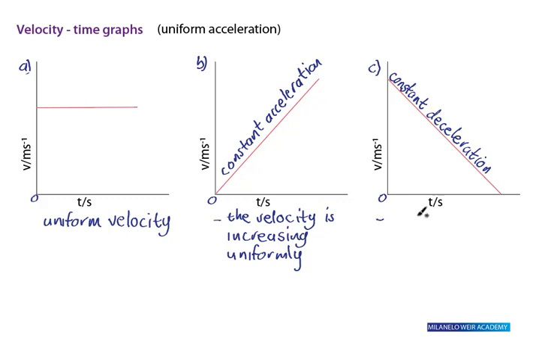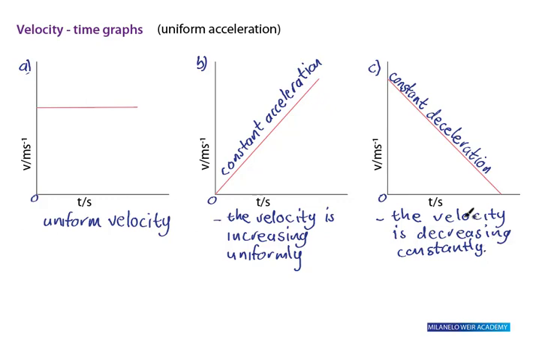You can also say the velocity is decreasing uniformly. The velocity is decreasing constantly or uniformly. Constantly. Yes, it's decreasing by the same amount every second.